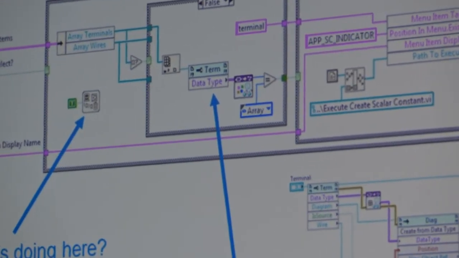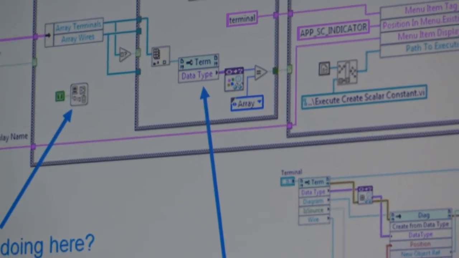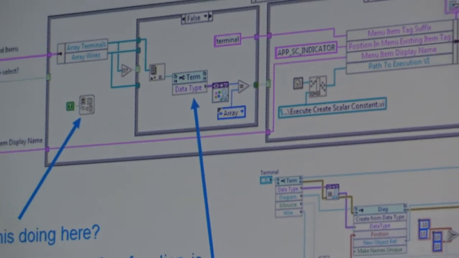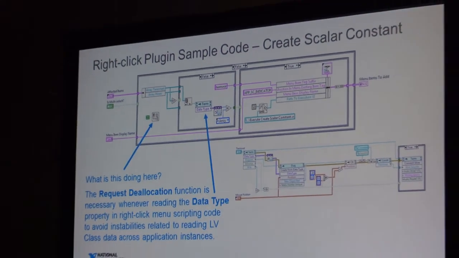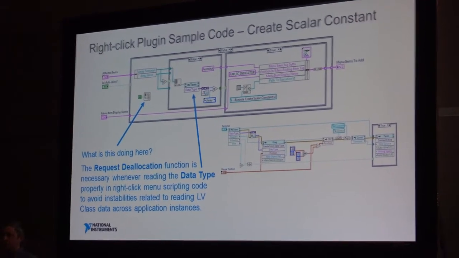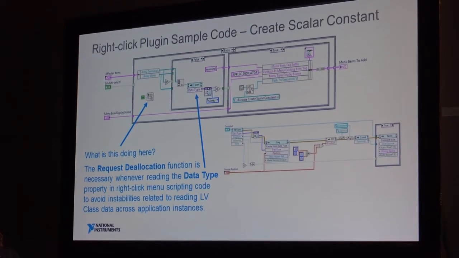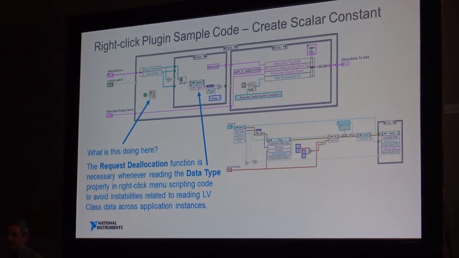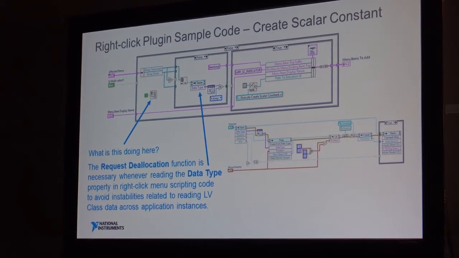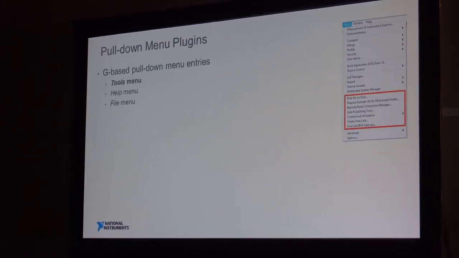No, this is the request deallocation function. So this is another one of those weird caveat corner cases that I like to bring up just to tell you how interesting and fun scripting is. If you ever read the data type property of a terminal or of a control, and that variant that comes out of there has LabVIEW class information, and you're doing that operation across different application instances, like I talked about before, LabVIEW will crash. May not be now, may not be in an hour, but it will someday. And the way we prevent that is by dropping request deallocation. So anytime you're ever reading the data type property, make sure to drop request deallocation nearby just in case. See, scripting is fun.